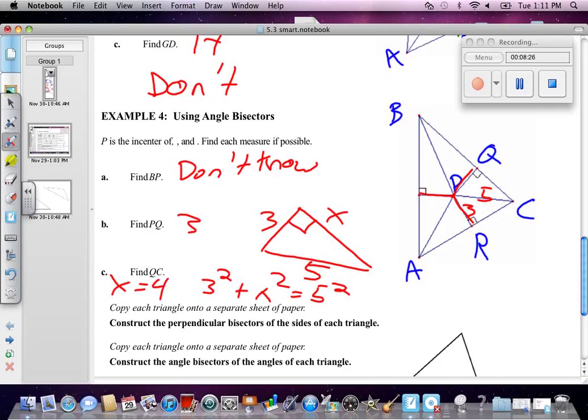We know this right here is a right triangle. We know this length is 3 and this length is 5. So we use the Pythagorean theorem to find that the third side is 4. 3 squared plus 4 squared equals 5 squared. I know this is x, my unknown side. So 3 squared is 9. 5 squared is 25. 25 minus 9 is 16. The square root of 16 is 4.